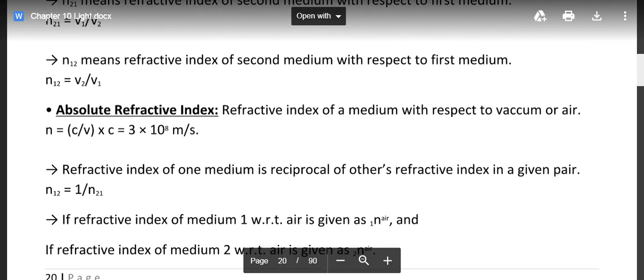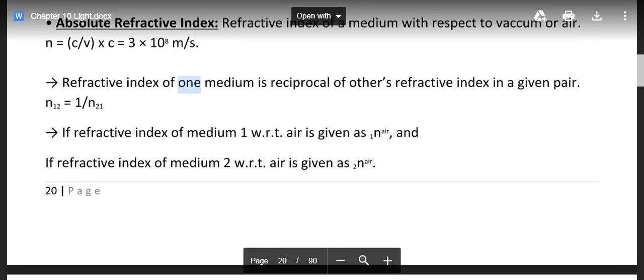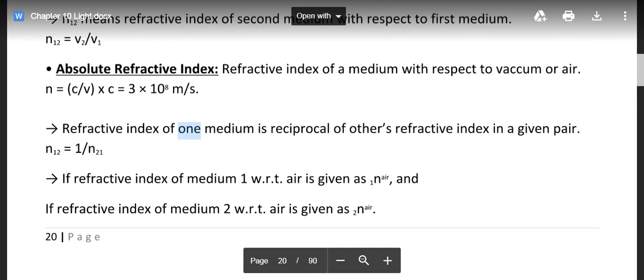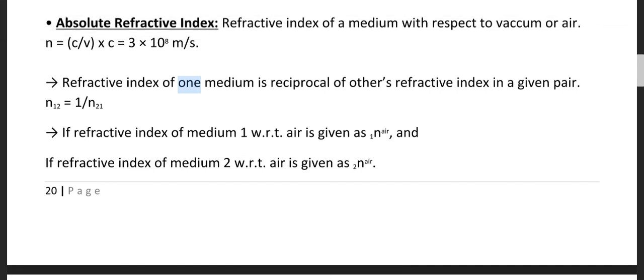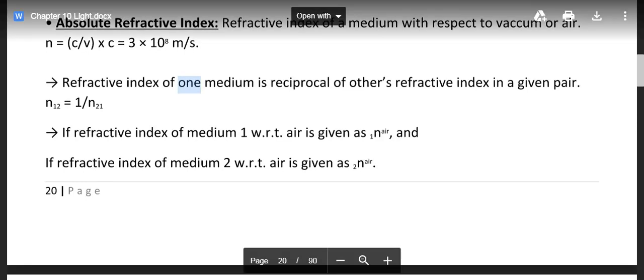Okay. Now, absolute refractive index. Refractive index of the medium with respect to vacuum or air, right? So, absolute refractive index means we have to take the refractive index only, but with respect to vacuum or air. So, n is equal to C upon V. So that means 3 into 10 raised power 8 meter per second is the value of C. So the formula is only C upon V, right? So here the value of C is 3 into 10 raised power 8 meter per second.